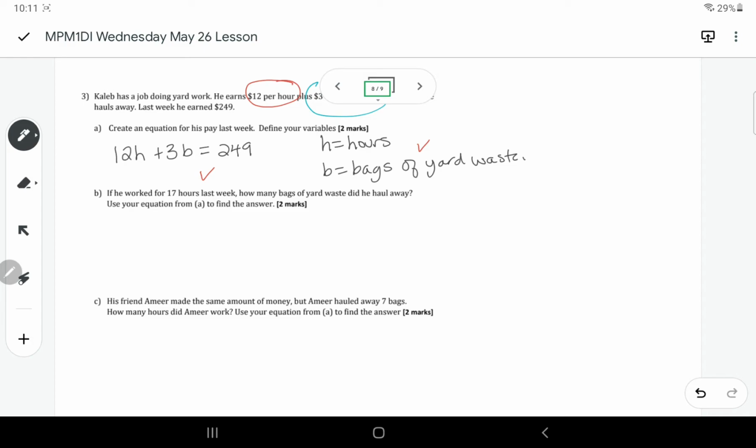So then in part B, it says he worked for 17 hours. So that tells us that the hours are 17. How many bags of yard waste? So we want to figure out B. So we're going to use our equation: 12H plus 3B equals 249. And I know his hours were 17, and we want to figure out what the B would be. So we're going to do solving equations here. 17 times 12 is 204.